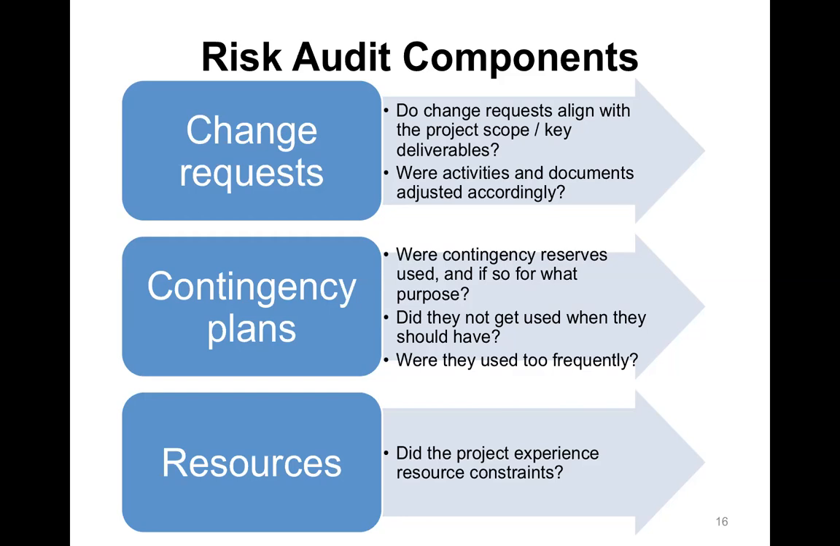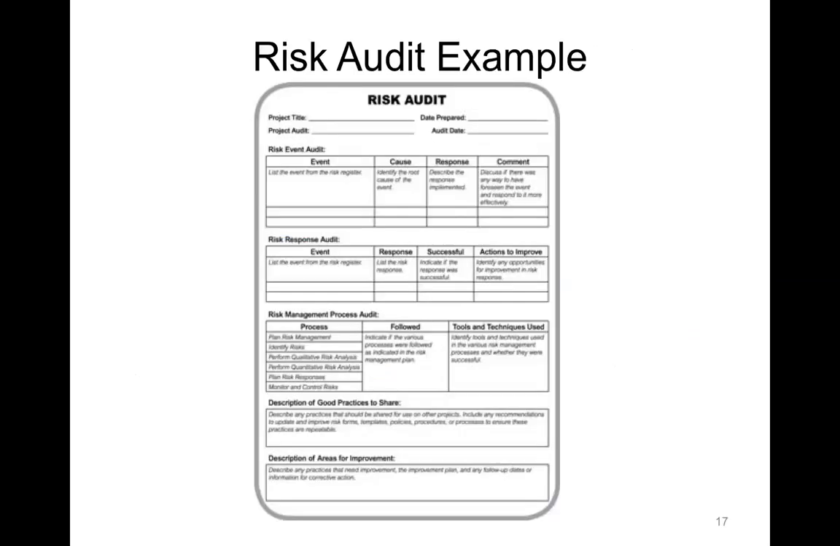So contingency plans are likely going to be audited in the risk audit itself. And then the resources, so the project resources, whether physical or human: did the project experience any resource constraints to manage the risk of the project? So this risk audit will ask these basic questions, usually in those categories.